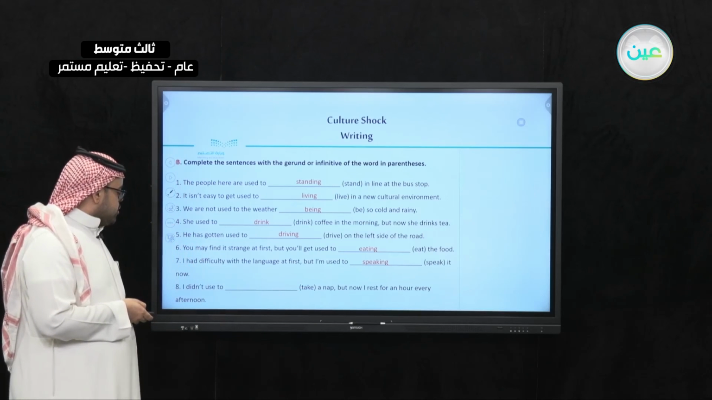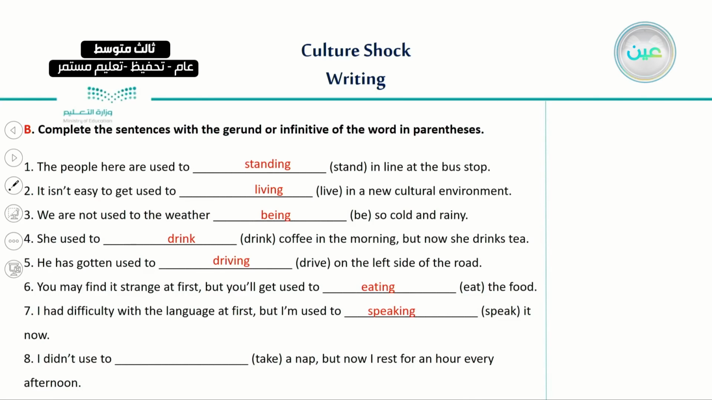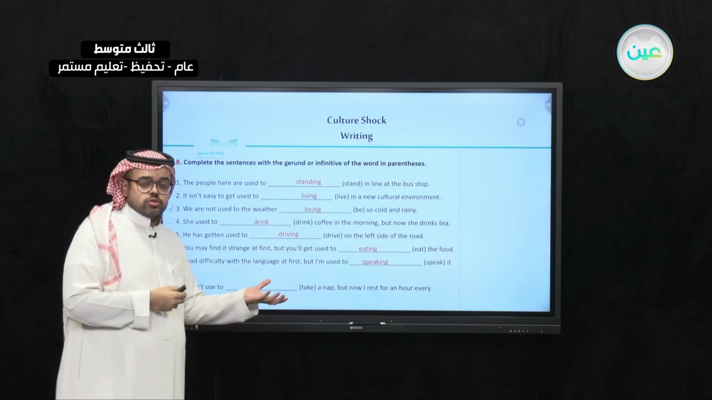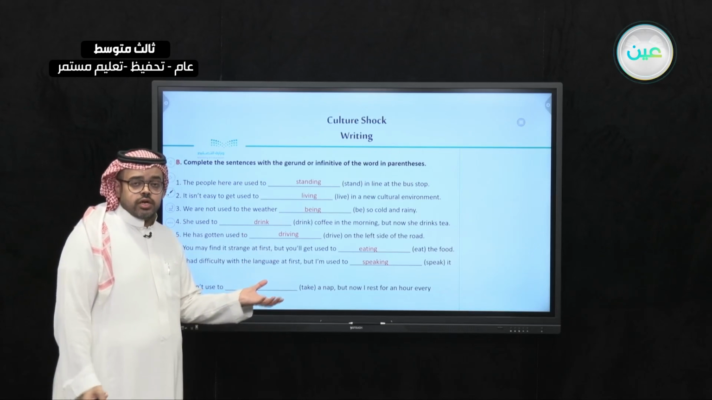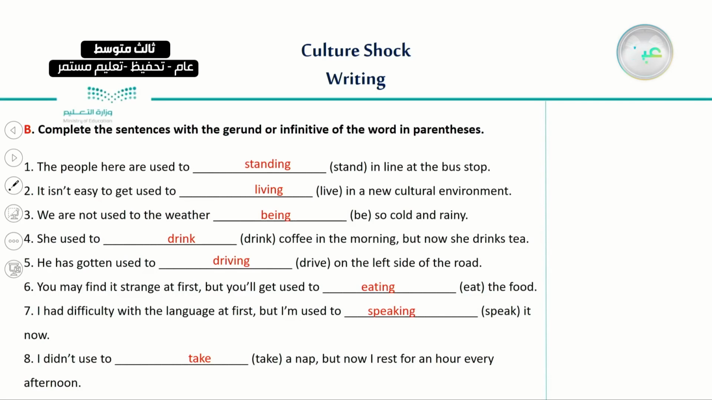And the last sentence, number 8: I didn't used to blank a nap, but now I rest for an hour every afternoon. So here we're talking about something that we used to do, but not now. So here we're going to use the infinitive. I didn't used to take a nap, but now I rest for an hour every afternoon.